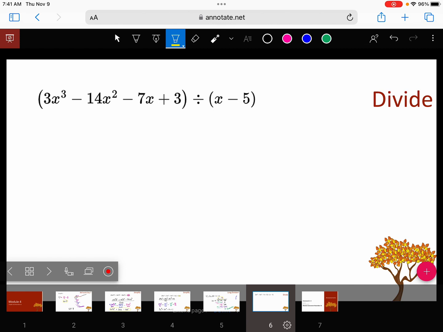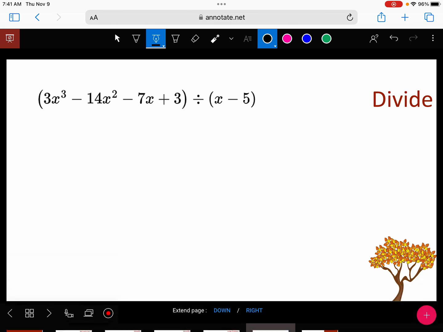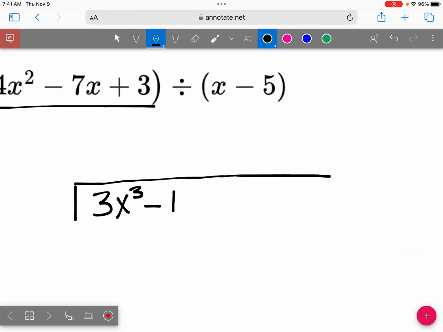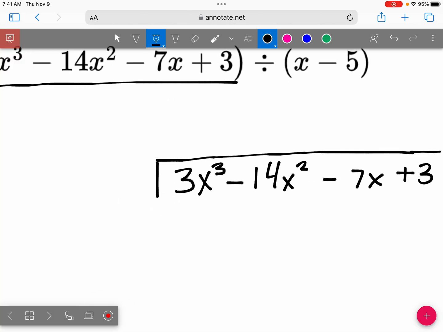All right, so we're going to set this up in our long division. This is what we're dividing, so that's going to go inside the house. 3x cubed minus 14x squared minus 7x plus 3. And we're going to divide it by x minus 5. So we're setting it up like this.